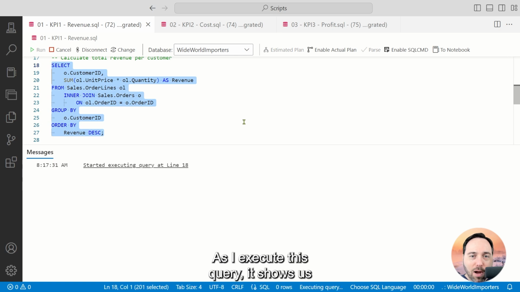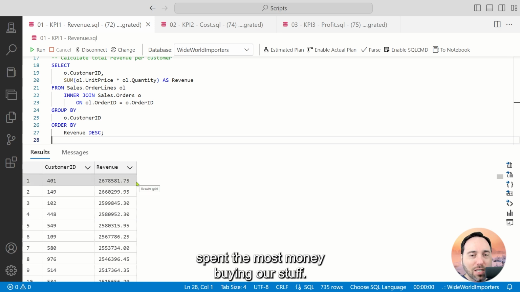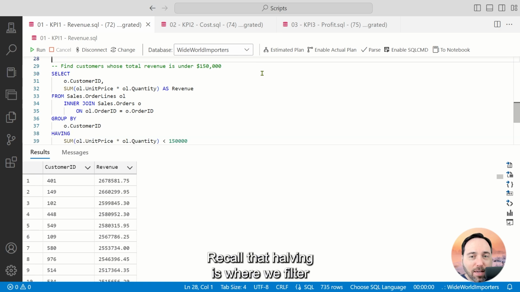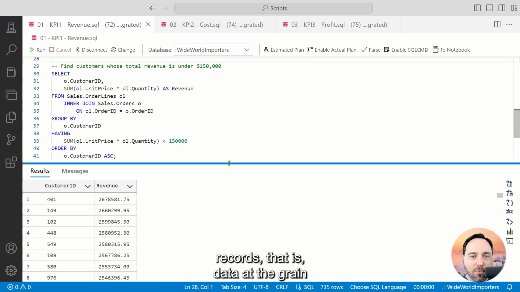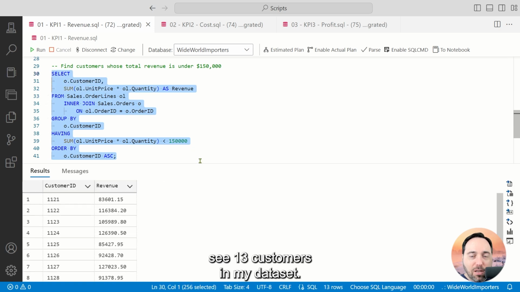As I execute this query, it shows us all of the customer IDs, and we can see that, in my dataset, customer 401 has spent the most money buying our stuff. Next, maybe we're interested in our small fry customers, those who've spent less than $150,000 in our system. This is where we can add the HAVING clause. Recall that HAVING is where we filter after aggregation. So this is asking for all aggregated records, that is, data at the grain of customer, whose revenue figure is under $150,000. Running this, I can see 13 customers in my dataset.